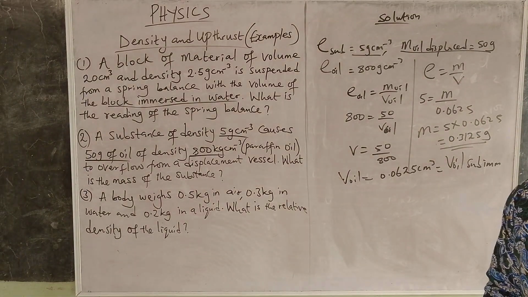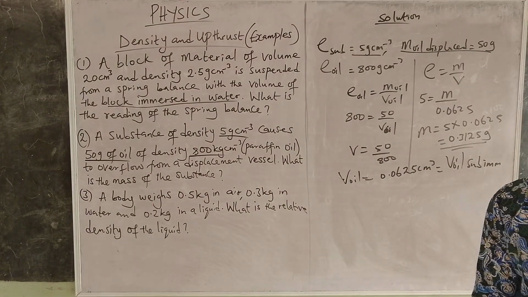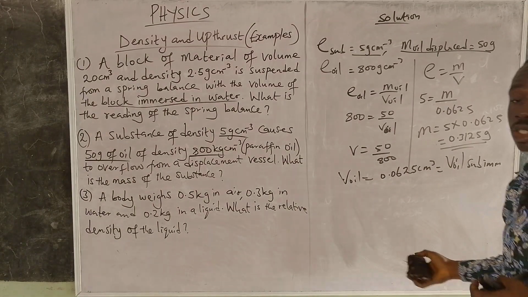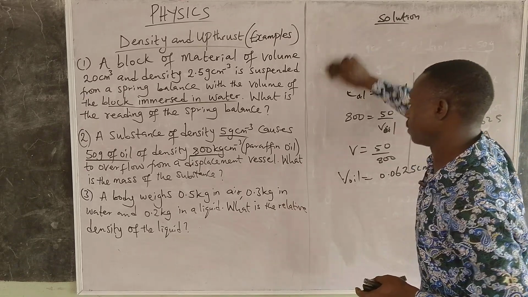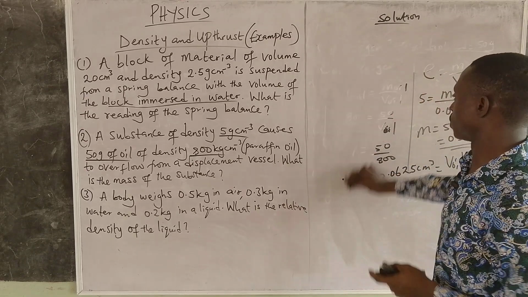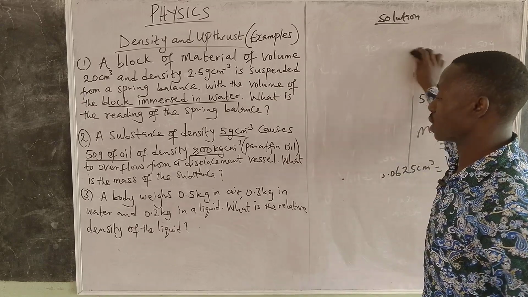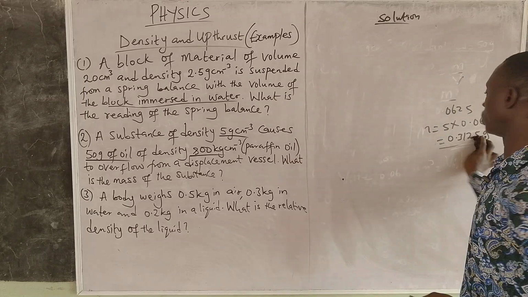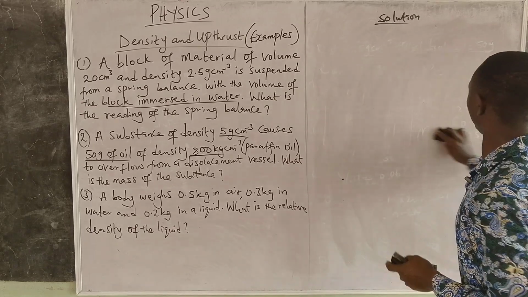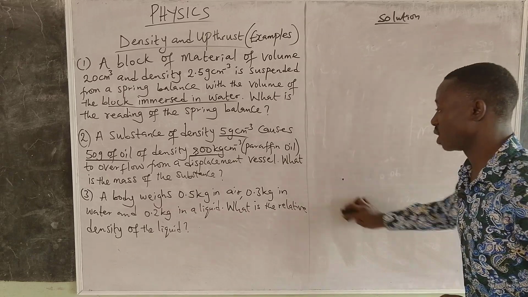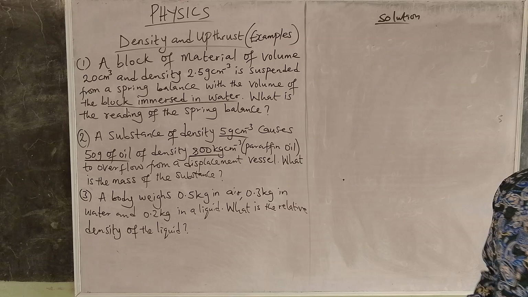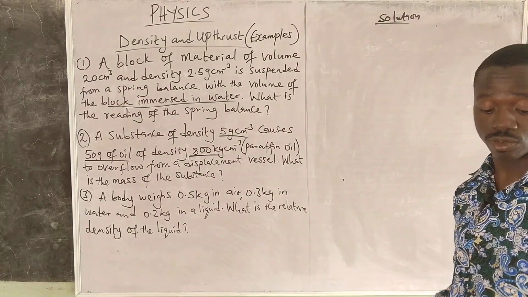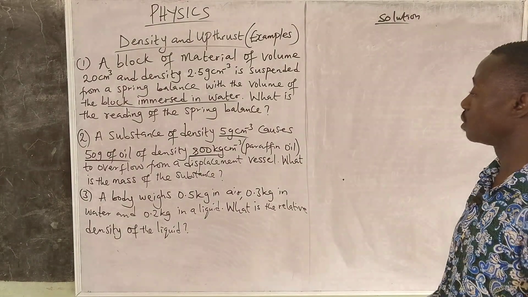Then the last question says a body weighs 0.5 kg in air, 0.3 kg in water, and 0.2 kg in a liquid. So what is the relative density of the liquid? If you remember the formula I also gave in my first video, go and check part 1, the first video.